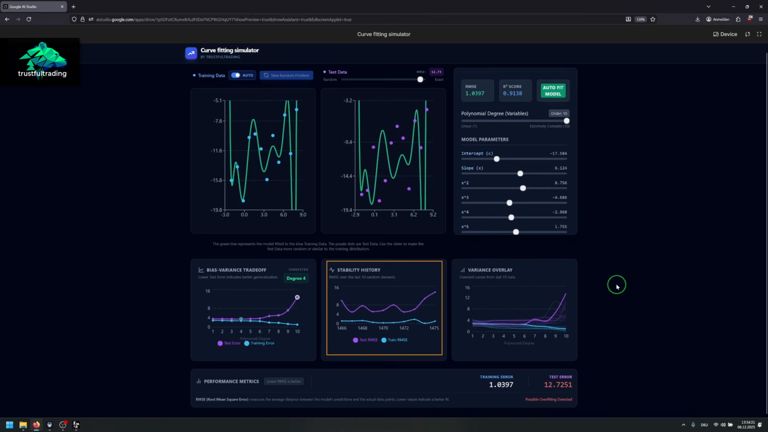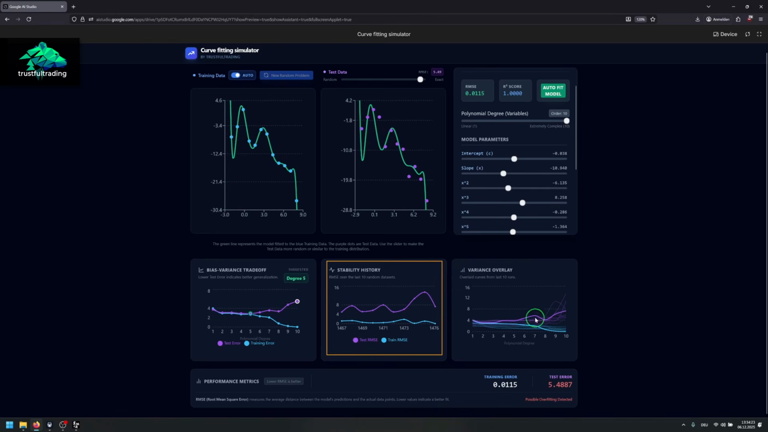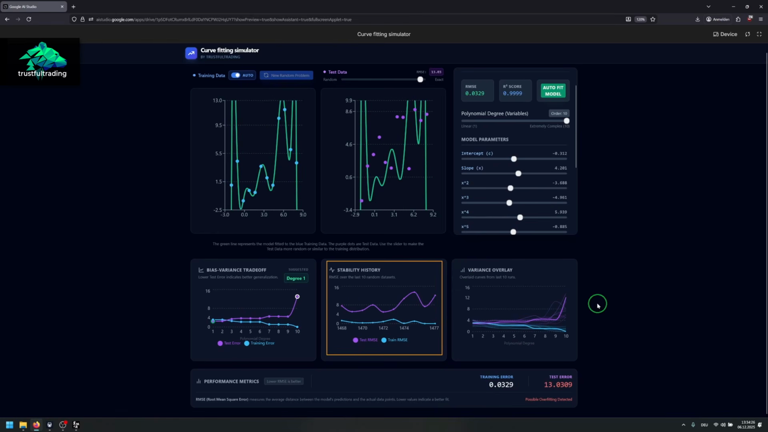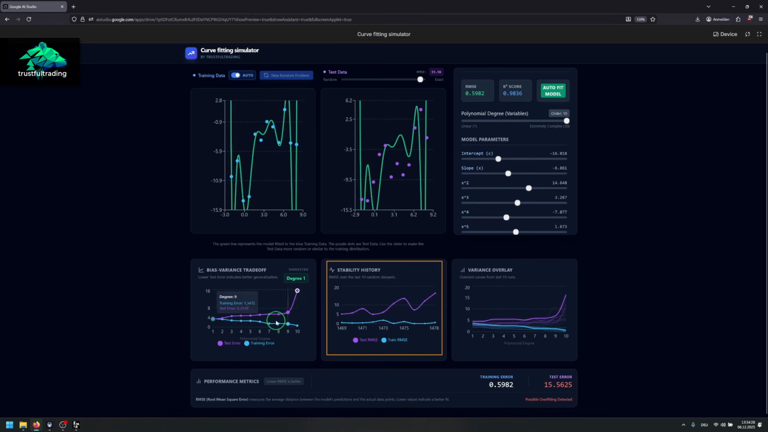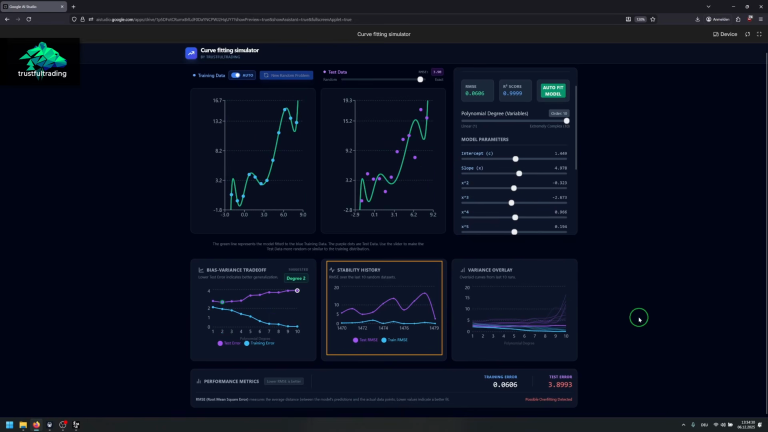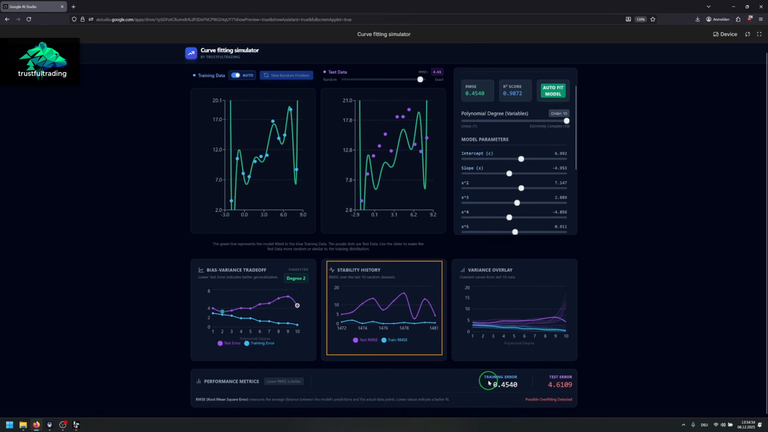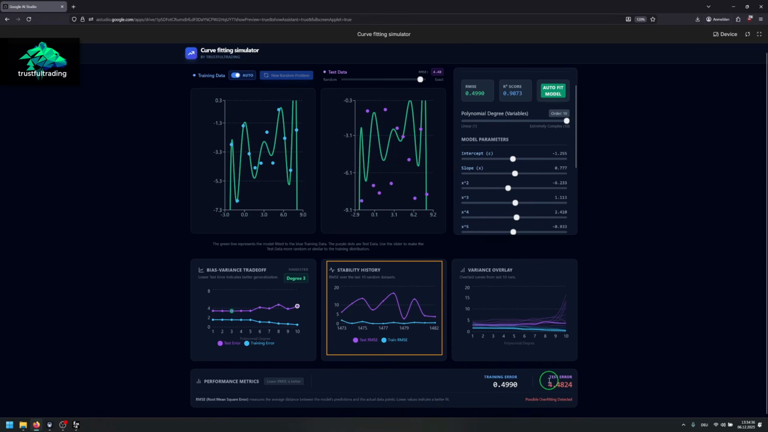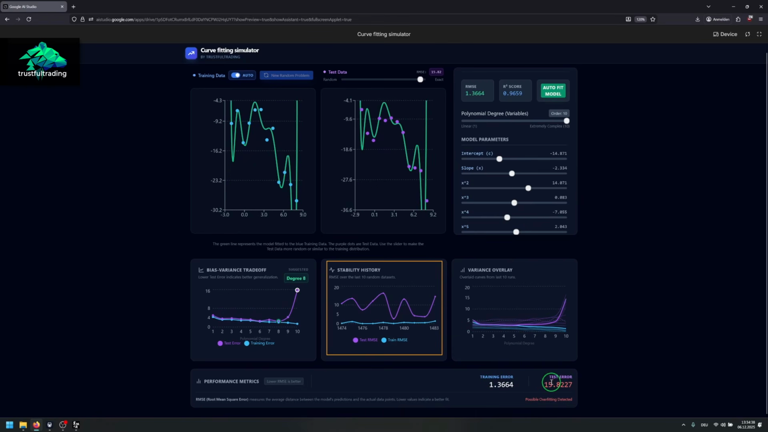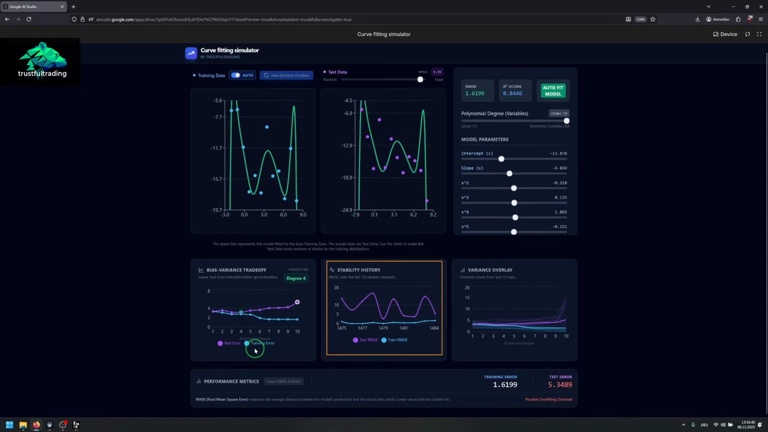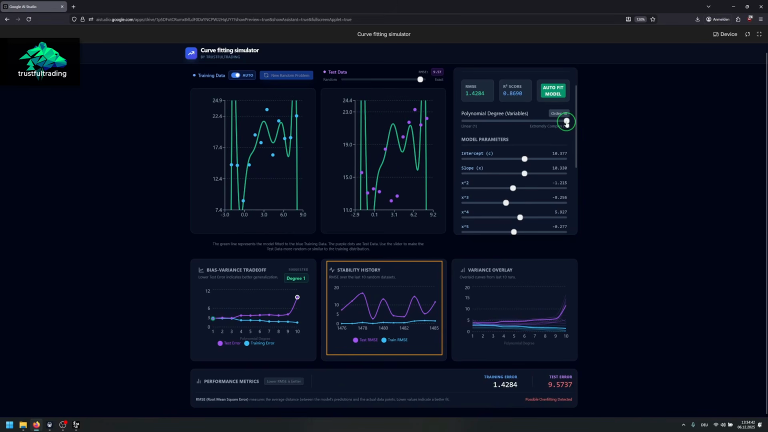Okay, and on the bottom right, we just see an overlay of the last 10 curves here of this chart. Okay, and down below here, we just see the training error and the test error. And this is of our current model size.